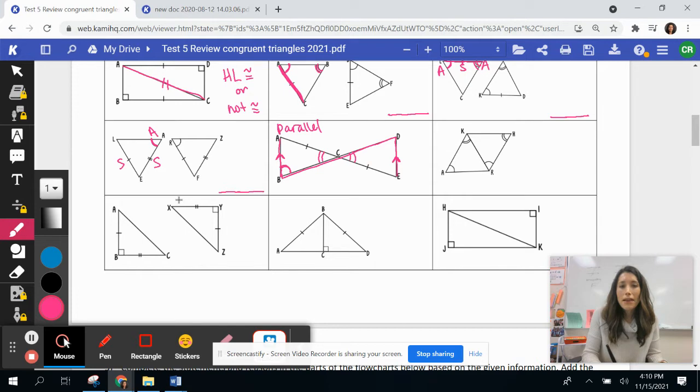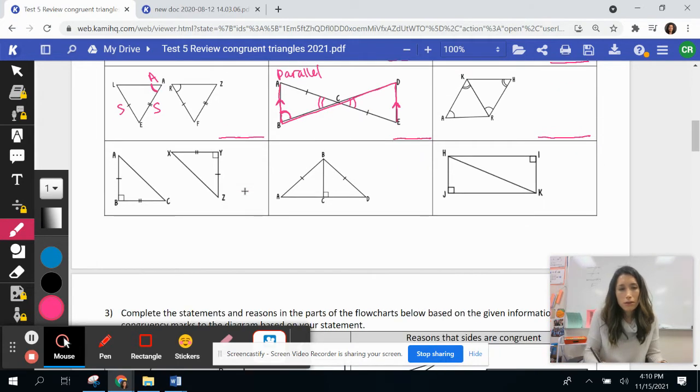Okay. And then now, based on what we just provided on the diagram, why are the triangles congruent? Okay, provide the triangle congruency reason here. Provide the triangle congruency reason here. And provide the triangle congruency reason here and for the last one.